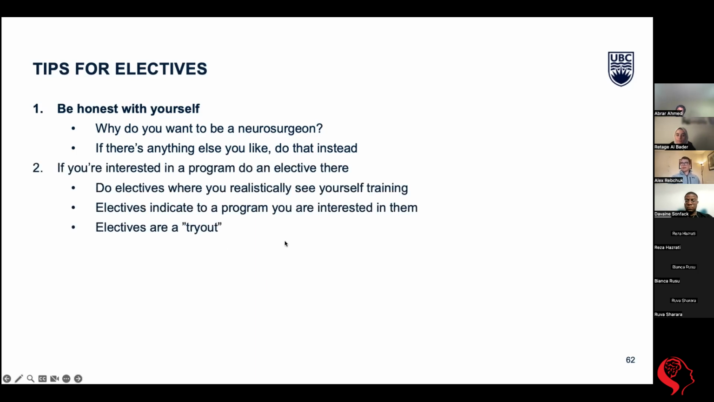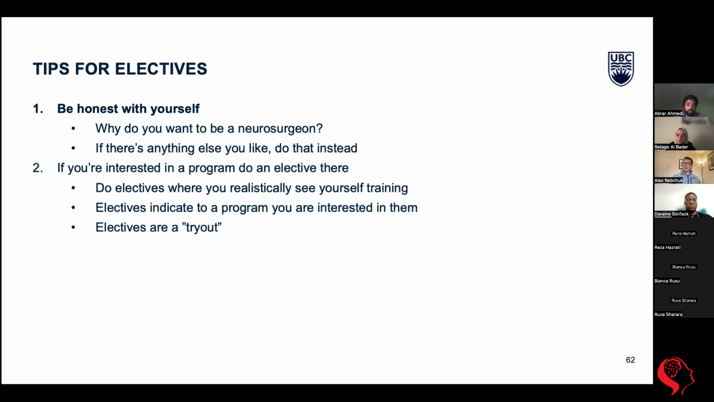The big one, and we were talking about electives before this started: if you're interested in going to a certain university or program for residency, you should do an elective there. I know you guys only get, I guess, 8 weeks of electives total for neurosurgery, but I think you should do 2 probably at your home program and do the remainder of the 6 weeks elsewhere.